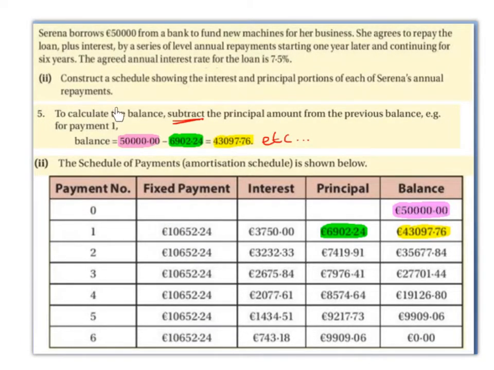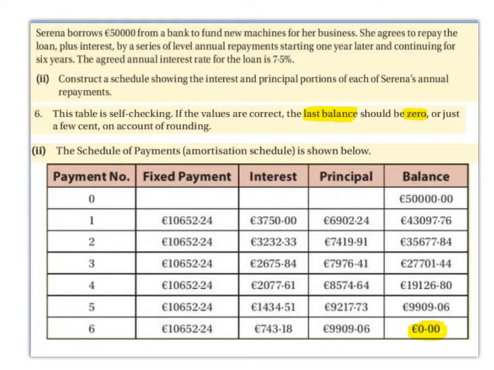Step 5. To calculate the balance, we subtract the principal amount from the previous balance. For example, for payment 1, the balance will be €50,000 minus €6,902.24 equals €43,097.76. Step 6. This table is self-checking. If the values are correct, the last balance should be 0, or just a few cents on account of rounding. So we end up with 0, or close to 0 at the very end.